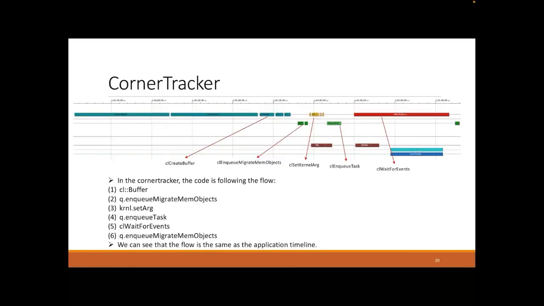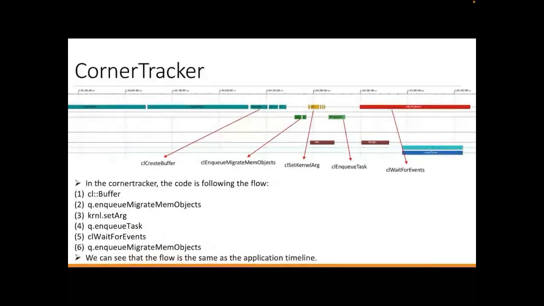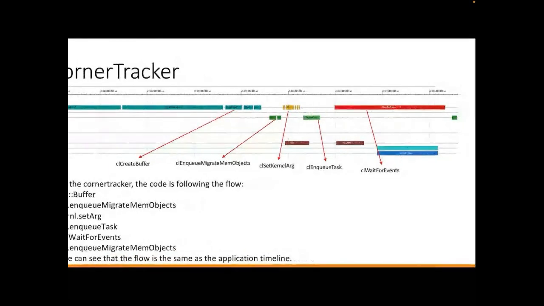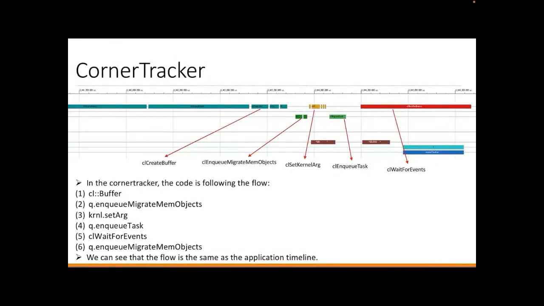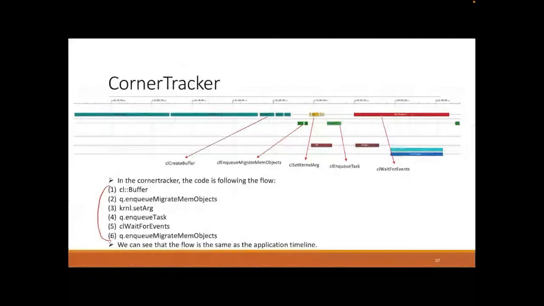Okay. And first is the corner tracker. And we can see the timeline. First, we will create a buffer, and then it is similar to the lab 3 we did. And in the code the flow is like this. And we can see in the timeline it is the same. It is the same as the code.